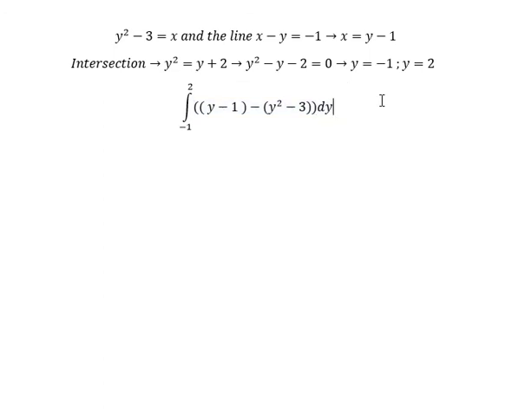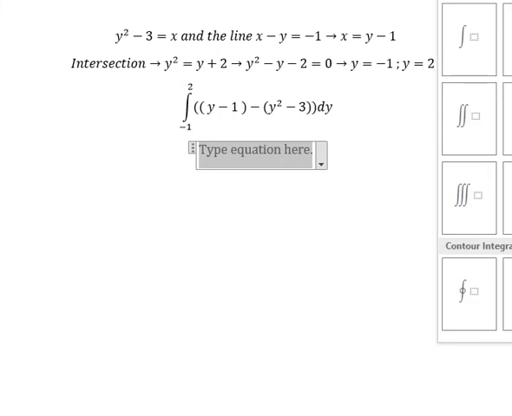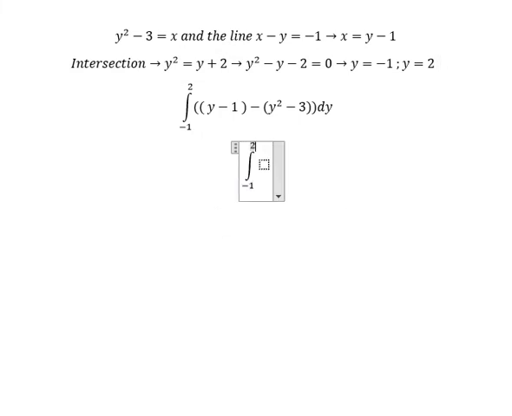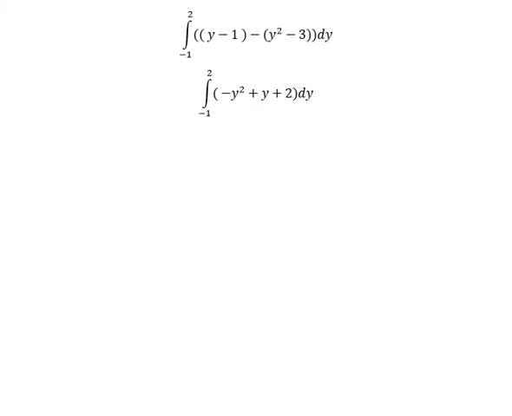And we can find the area of this one. So we got negative y squared plus y, and we have negative 1, and we have negative with negative, you get positive 3. 3 minus 1, you get 2. And now we can put the answer in here.